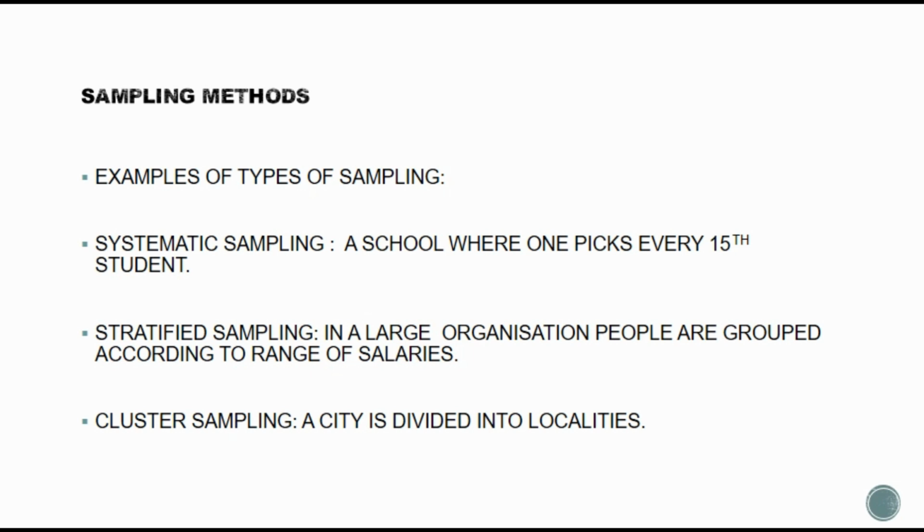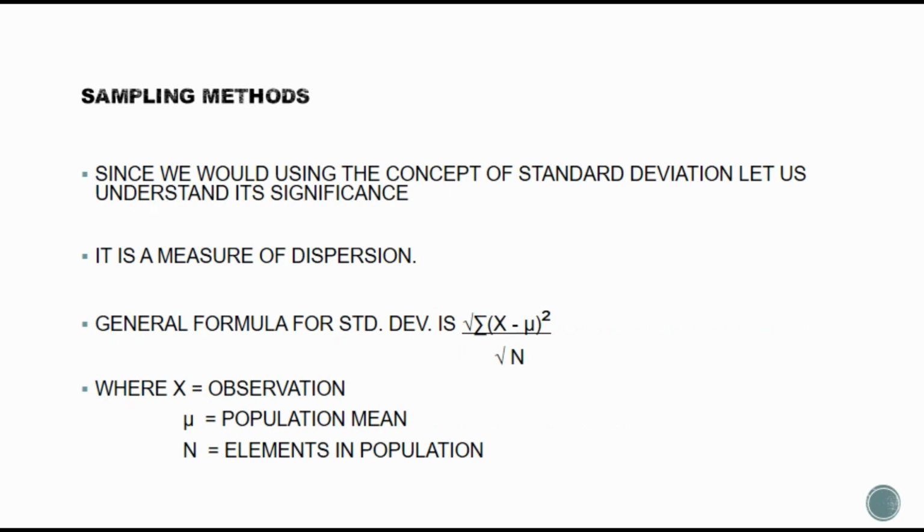Now examples of types of sampling. Systematic sampling: a school where one picks every 15th student. Stratified sampling: in a large organization, people are grouped according to the range of salaries. Cluster sampling: a city is divided into localities.